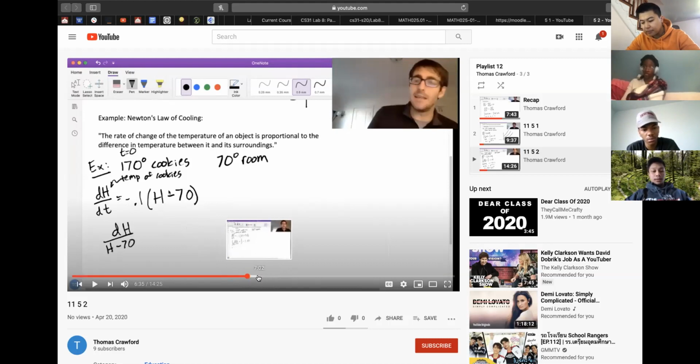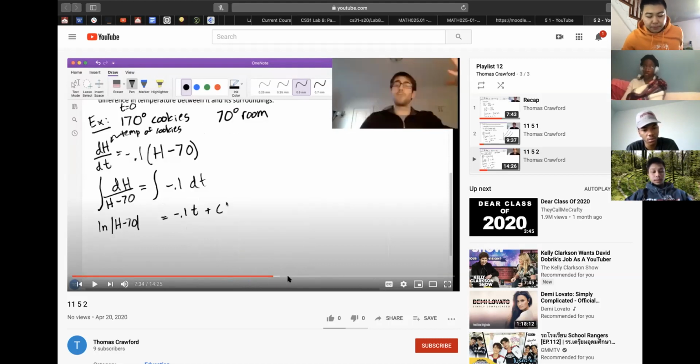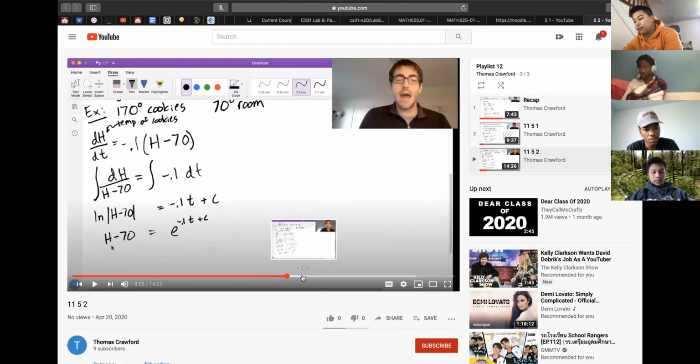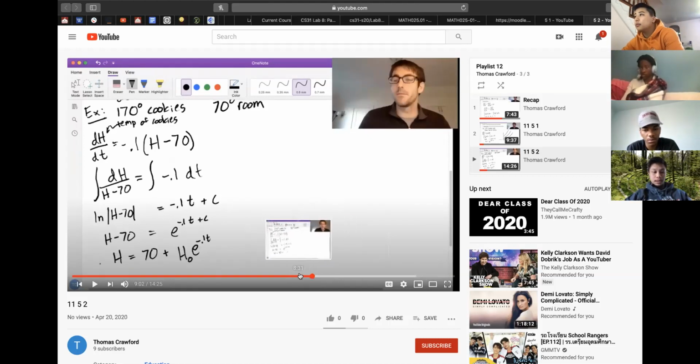And so once again he uses separation of variables, integrates, and because this function right here does not tell us much, he finds the natural log of each function and comes up with this variable. Same as before, you go through the same process. So e to the negative 0.1t plus C is the same as e to the negative 0.1t times e to the C, and e to the C can be changed into a variable.